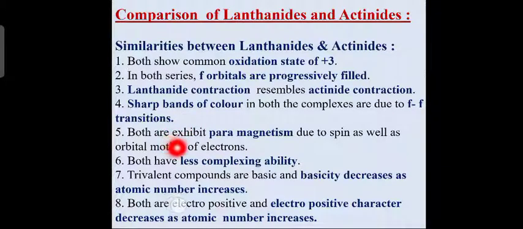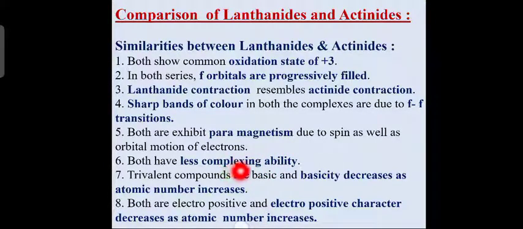Both exhibit paramagnetism due to the spin as well as orbital motion of electrons. Both actinides and lanthanides exhibit paramagnetism due to what? Spin motion as well as orbital motion of electrons. Both have less complexing ability. Next point, trivalent compounds are basic, and basicity decreases as atomic number increases. The basic character of lanthanides and actinides decreases as atomic number increases.